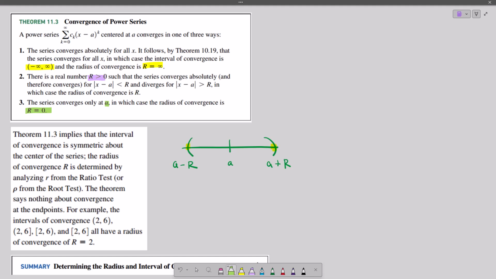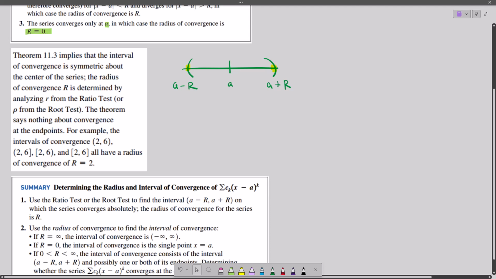So every series will converge at its center, because when you plug in the center, when you plug in k equals 0, you just get c sub 0. That's the only term that would not necessarily be 0. All the other terms have to be 0 at the center. So every series converges at its center.